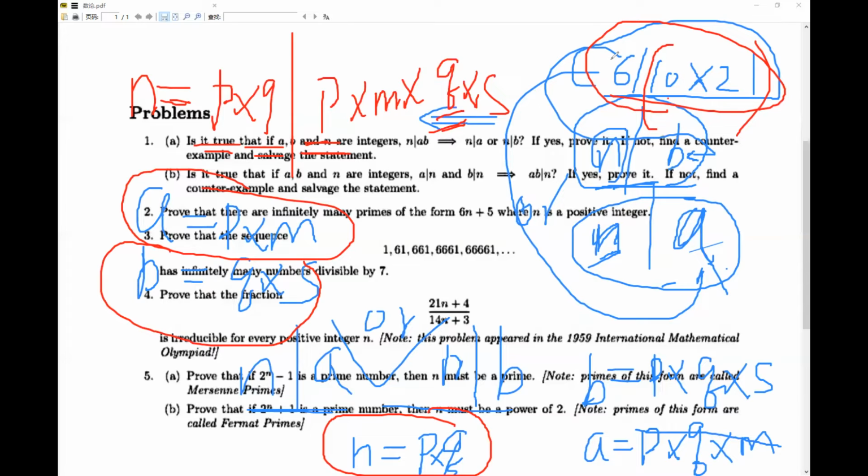Okay, good. Wait, can we prove 1B by stating the same thing about the prime numbers? A has partial prime numbers, and B also has partial prime numbers. But when you put them together... oh, what am I saying? I can still prove it through prime numbers. I can say that A will have the prime numbers that N contains, and B will also have prime numbers that N contains, and you can put them together. Okay, that's nice.